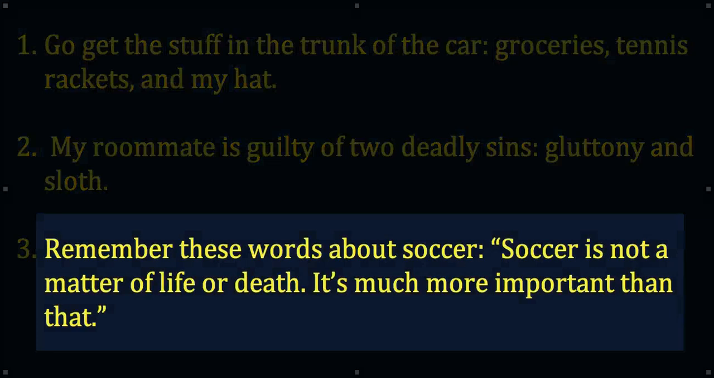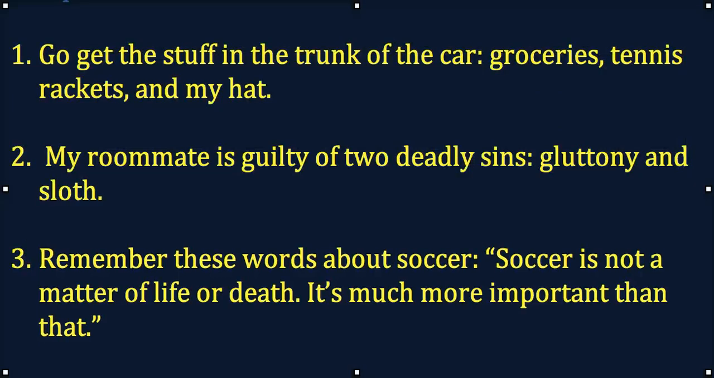And number three, again, an independent clause. Remember these words about soccer. Okay, that can stand on its own. And then we have a quotation: "Soccer is not a matter of life or death. It's much more important than that." So that's the rule and the examples of the rule.